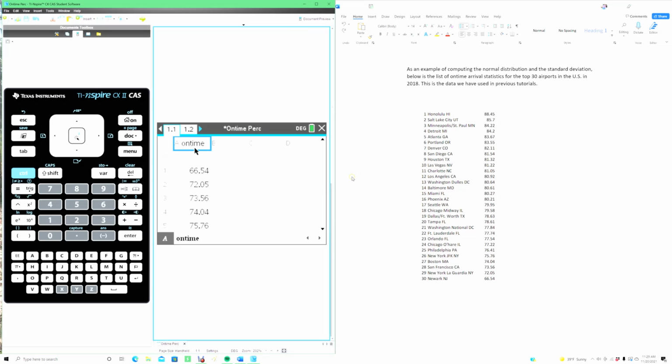Normal distributions. We're going to use the data set that I have labeled here. It's the same one I've used in our previous tutorials. It's the on-time arrival percentage of flights into the top 30 airports in the US, ranging from a high of 88.45% in Honolulu down to 66.54% in Newark, New Jersey. I've already entered this data into our TI-Nspire CAS calculator, although I've done it in reverse order, not that that matters. What does matter is that we label the data, and I've already done it up here. You just click on that button, type in what you want to label it, hit enter, and you're good to go.